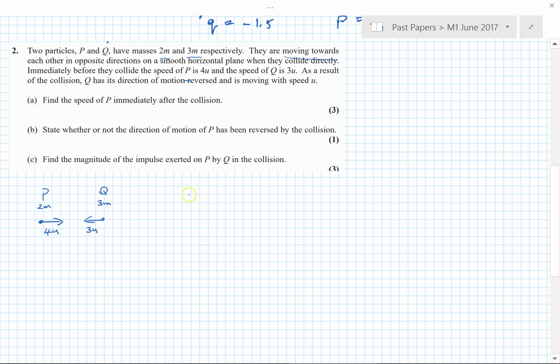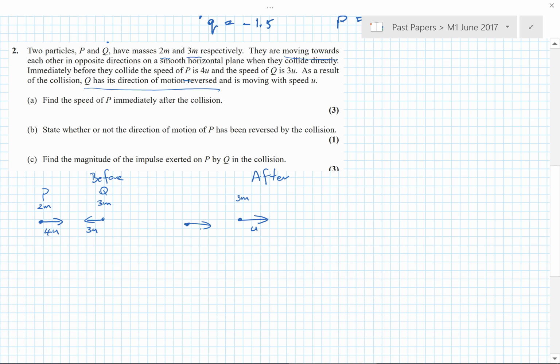Now, we're told that as a result of the collision Q has its direction reversed. So we know that Q is reversed and it's got speed u, so that's u there. And it's got mass 3m. This is our before and this is after. Now, you might be able to work out in your head, and the mark scheme does this as well, that the velocity of this one's also reversed and marked that on the diagram, but let's suppose we don't know that.